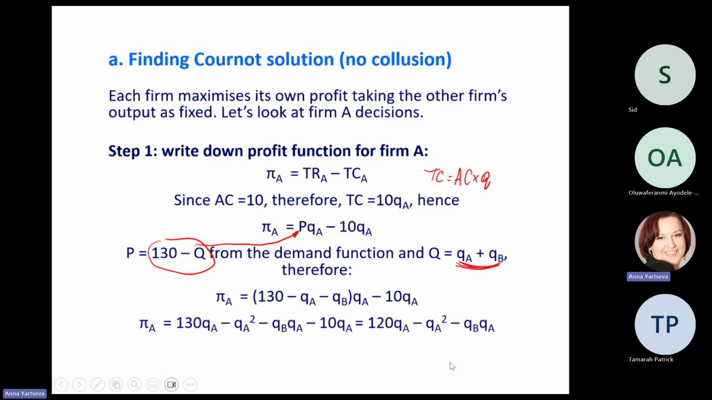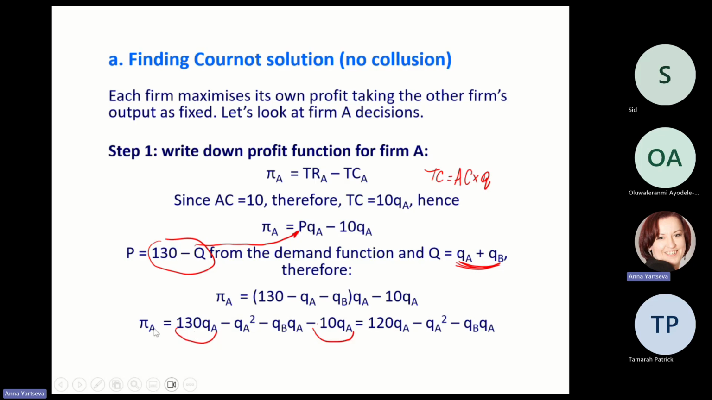Next, let's open brackets. 130 times QA becomes this term. Next, QA times QA becomes QA squared. Next, QB times QA becomes this term, right? Next, we need to subtract 10Q, which are our costs. Then these terms can be combined together, can be simplified. 130 minus 10 becomes 120. The rest remains unchanged. Minus QA squared minus QB QA. This is our expression for profit for company A.